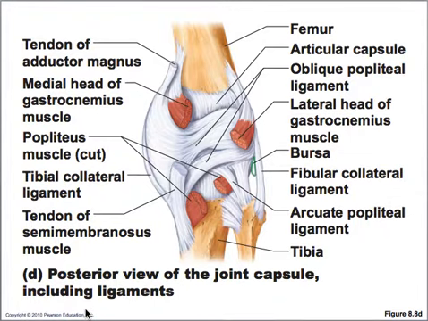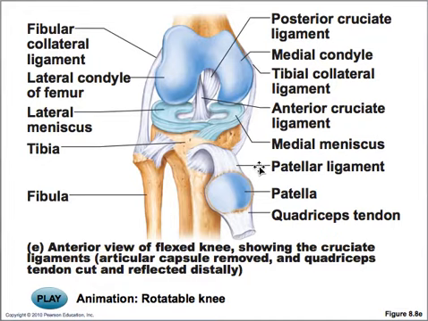Here we see a posterior view of the joint capsule in the knee, including the ligament. So this is a posterior view, back of the knee. Here we see an anterior view of the flexed knee. The patella is cut and pulled forward so that we can see inside behind the patella.